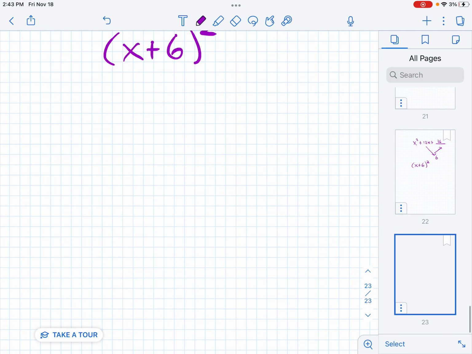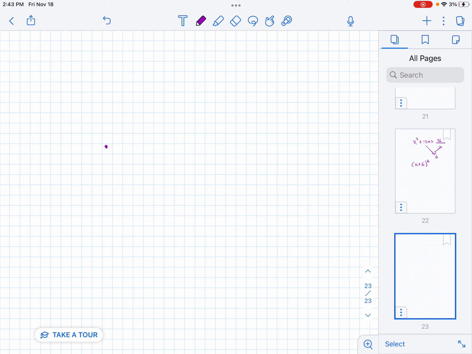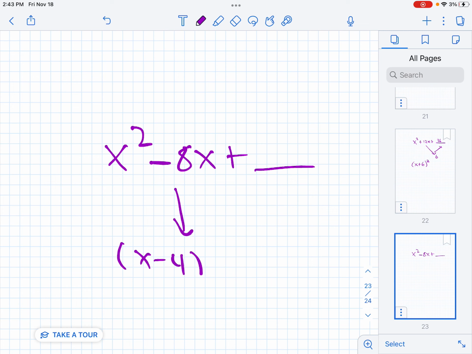Okay, this one. Okay, go ahead and write this guy. x squared minus 8x plus what? Okay, so half of 8 is 4. And when we square it, positive 16.